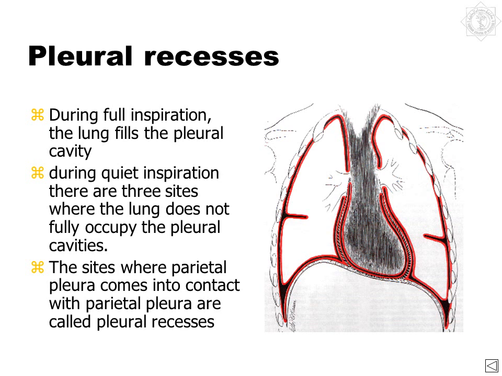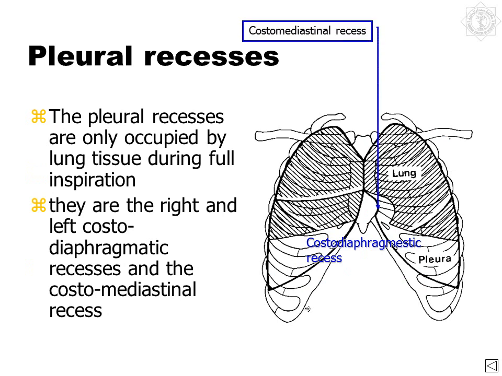During quiet inspiration, there are 3 sites where the lung does not fully occupy the pleural cavity. The sites where the parietal pleura comes in contact with itself are called pleural recesses. The pleural recesses are only occupied by lung tissue during full inspiration. There are the right and left costodiaphragmatic recesses and the costomediastinal recess, between the notch of the heart and the sternum.